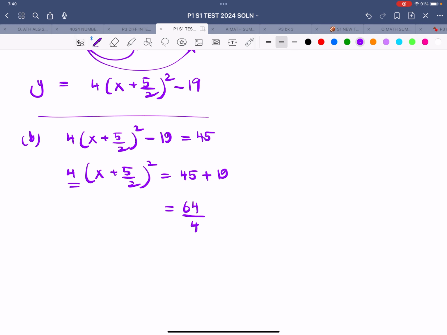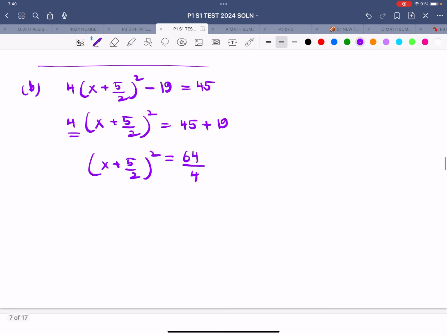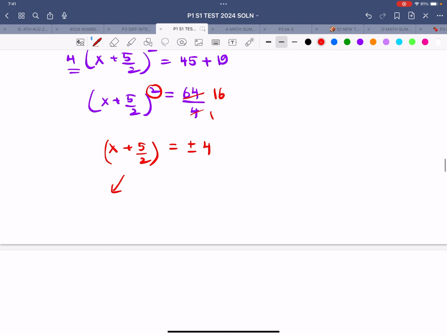So this is 64 divided by 4. I'm just dividing by this 4. This is x plus 5 over 2 whole square. So therefore, 64 over 4, 4 16s are 64. Now let me take the square root. This is plus minus 4. This is x plus 5 over 2. All good, all clear? Either or.